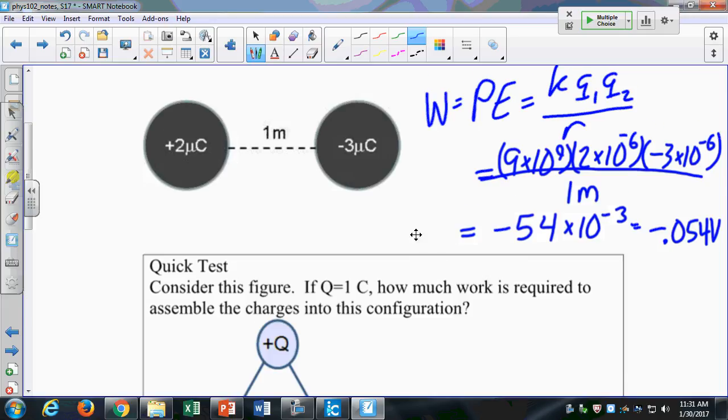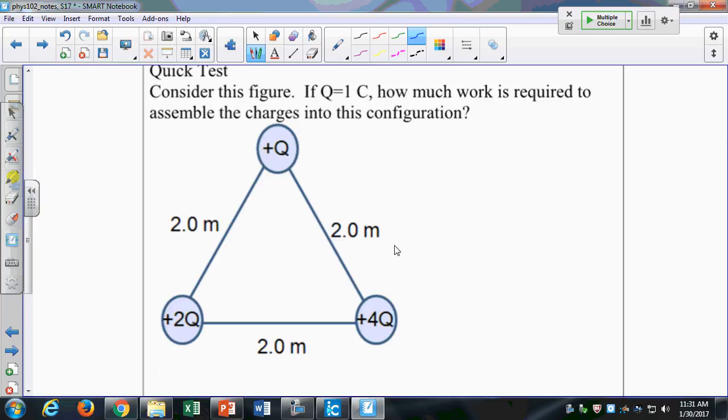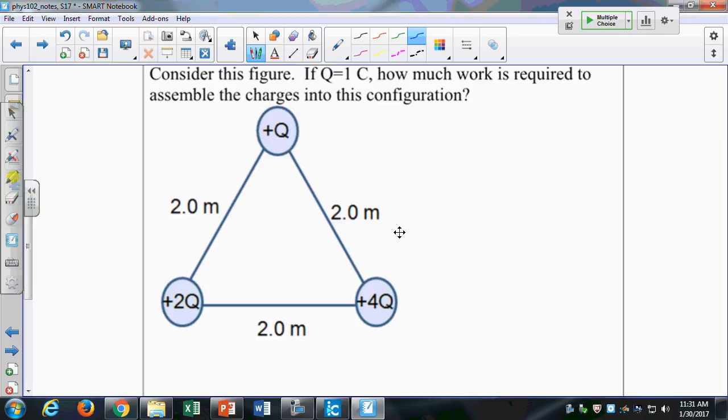It'll probably look something like this, where I have 3 charges, and I want to know how much work is required to assemble the charges into this configuration. I'm going to help you out a little bit because you don't really know right now how to do this, but let me show you, and then I'll let you go forth with it.